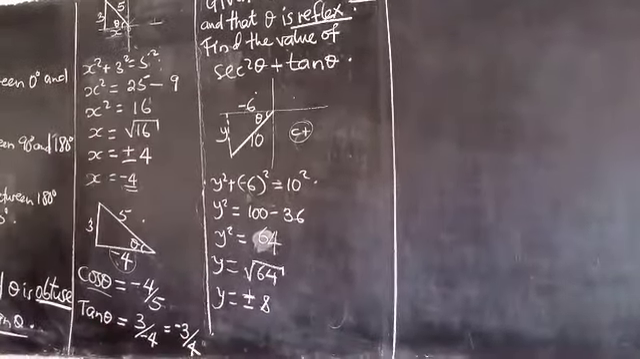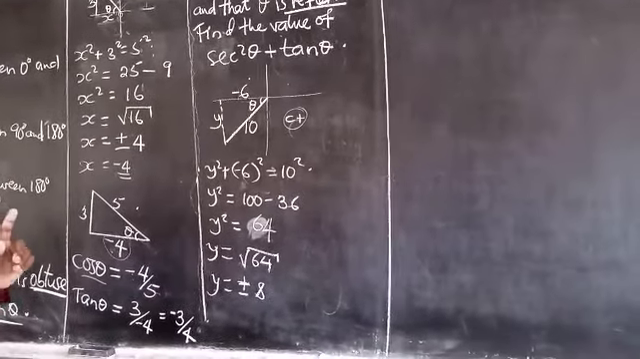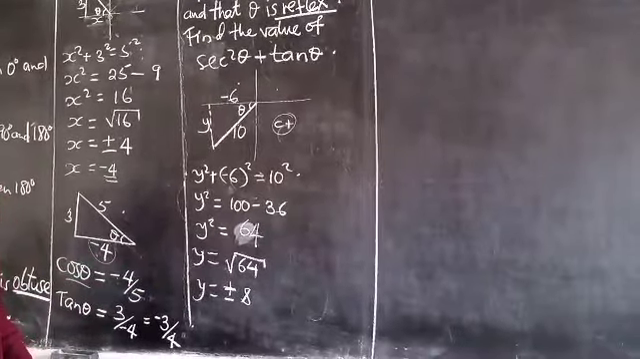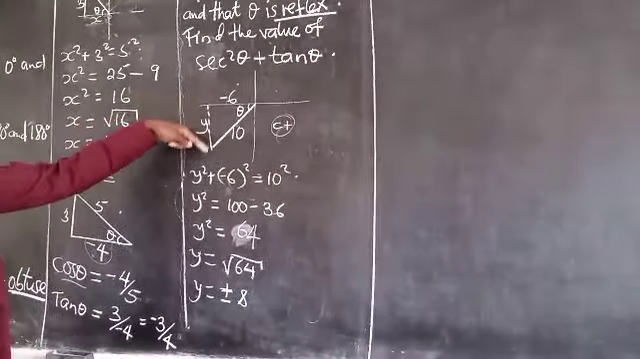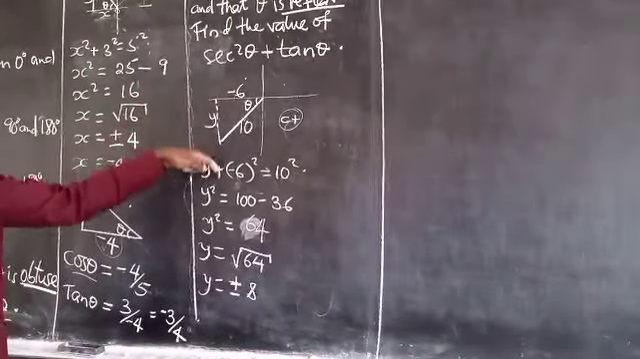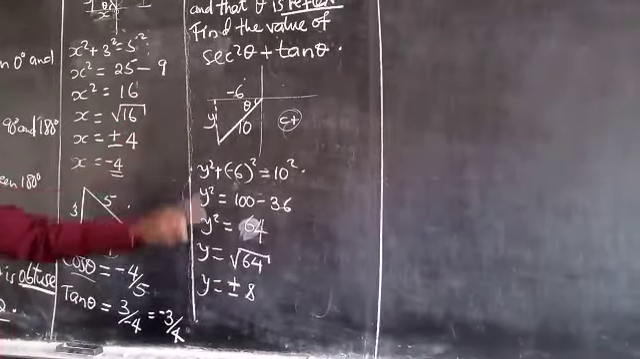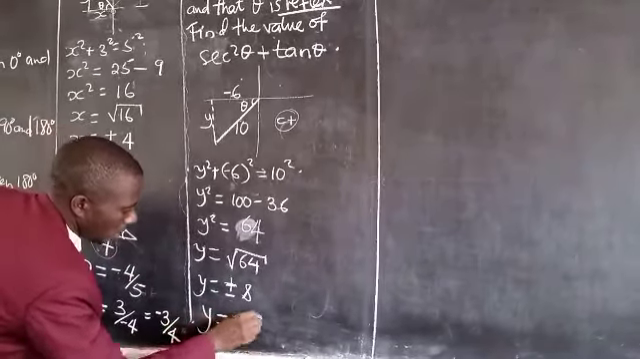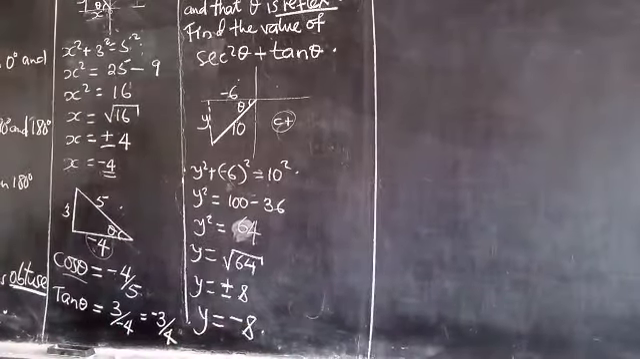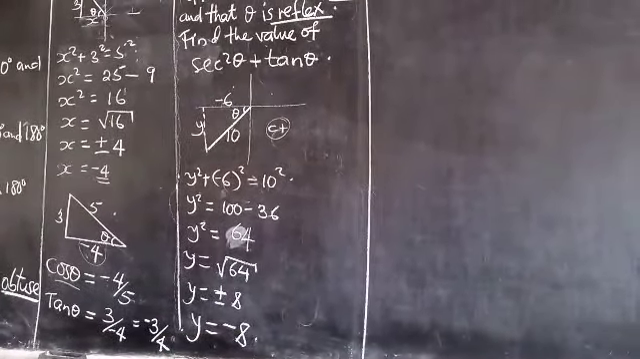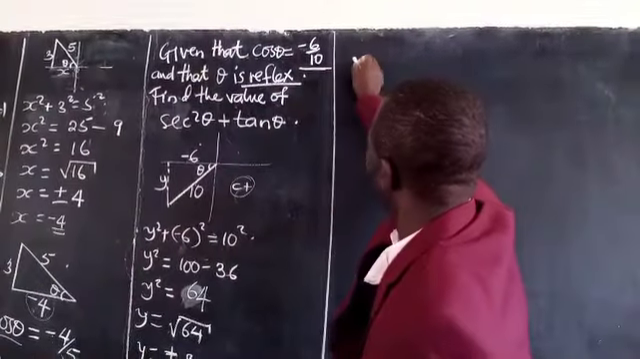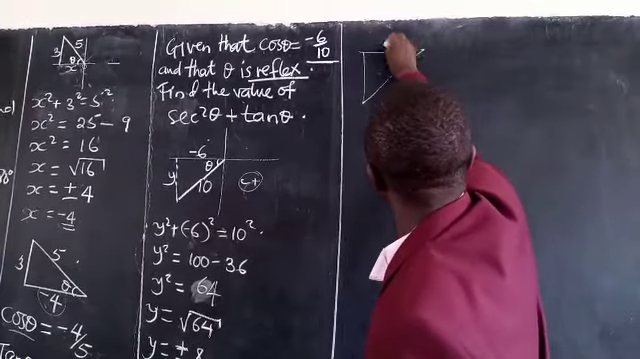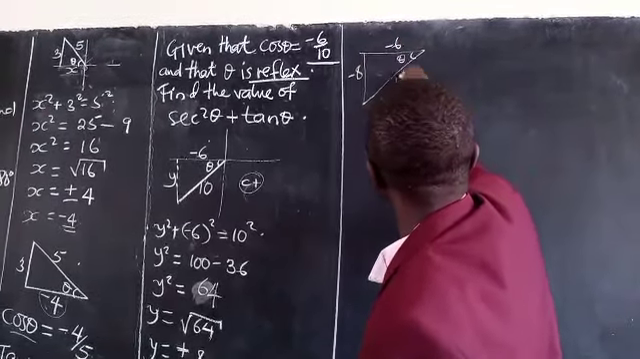So what is the right value of y, from the positive or the negative? We can see the y is below the positive axis. It is below, so y will take up a negative. Therefore, our y will be negative 8 in this case. So we go. This is our theta, negative 6, negative 8, and this is 10.